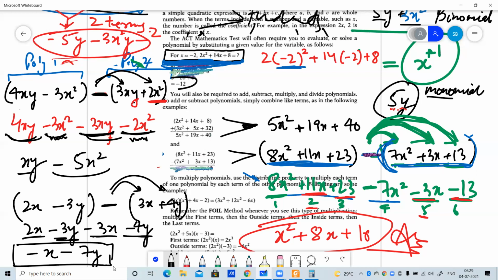Got it. Right? Is it clear, or should we repeat it? It's very clear now. Okay. I completely understand this concept now.